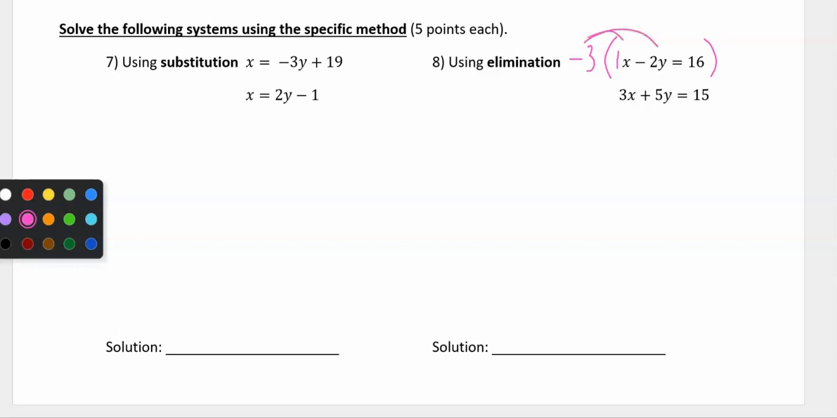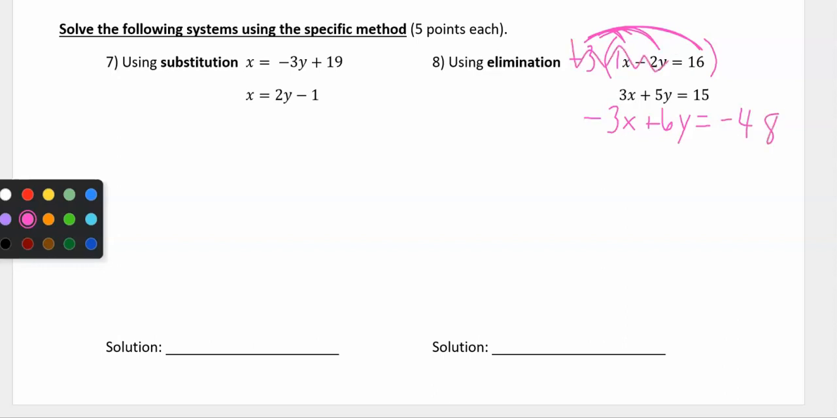So I'm just going to distribute -3 through the top equation. So be really careful, multiply every term. So -3 times 1 is -3x. -3 times -2 is +6y, equals -3 times 16 is -48.